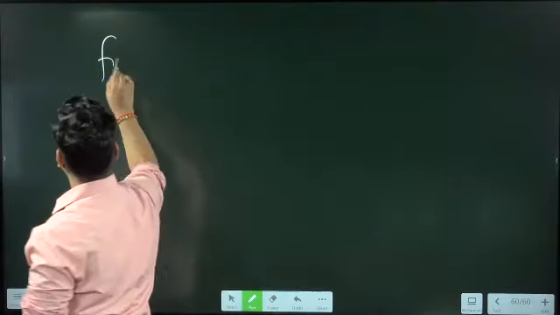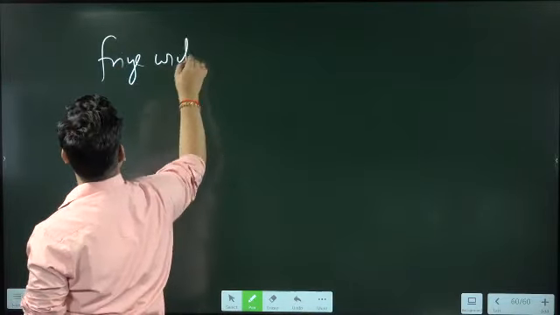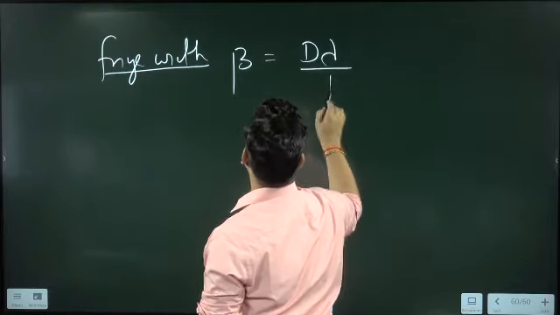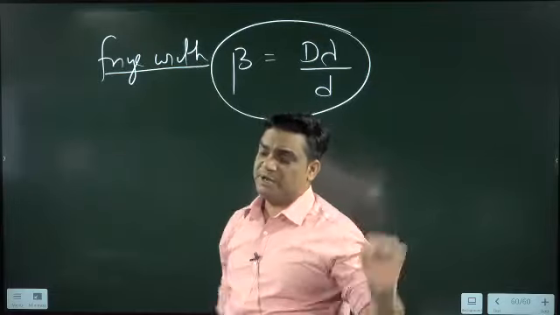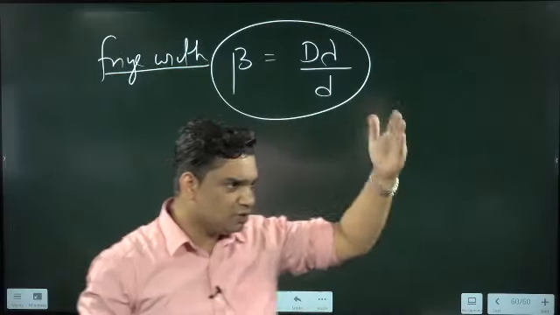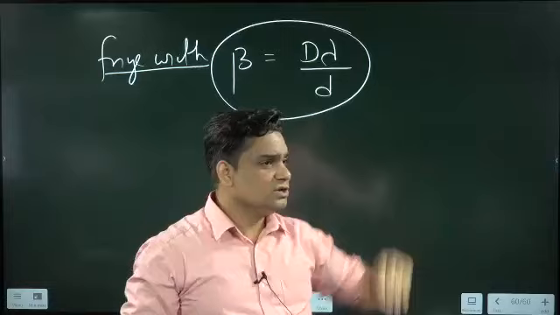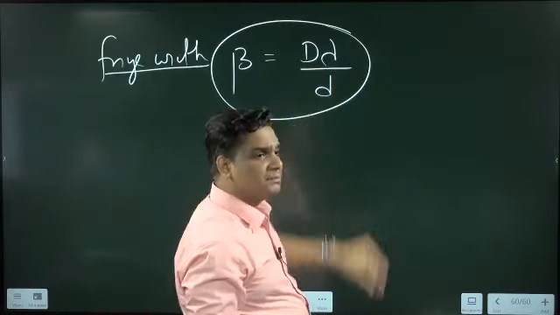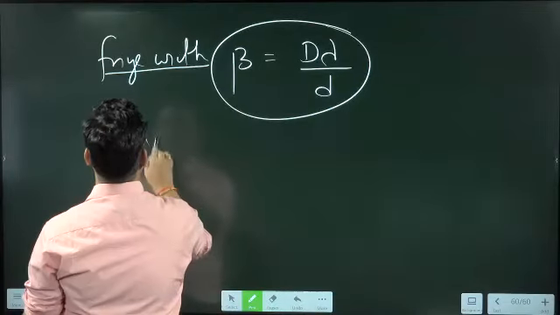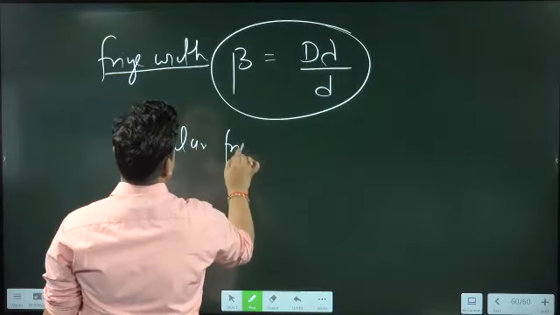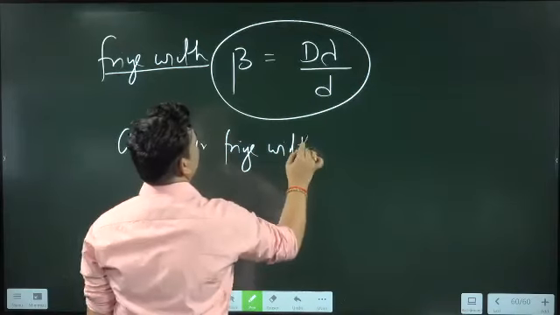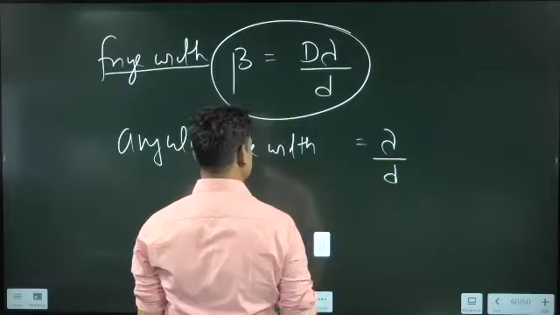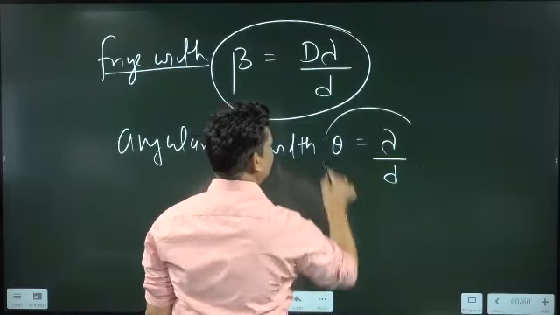What is the fringe width? Basically, fringe width is always beta, and that is d lambda by d. It is the distance between consecutive fringes, like between the first and second. The first will be d lambda by d, the second will be 2d lambda by d, so the difference will be d lambda by d. If I ask for the angular fringe width, it will be lambda by d. We can call this angular fringe width theta, so it will be lambda by d.